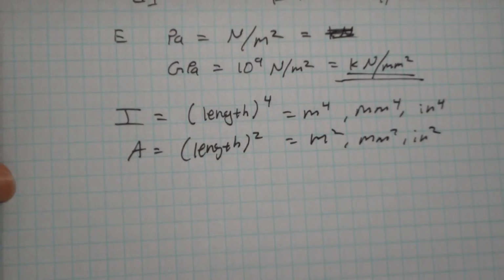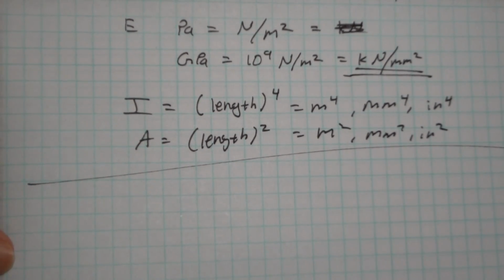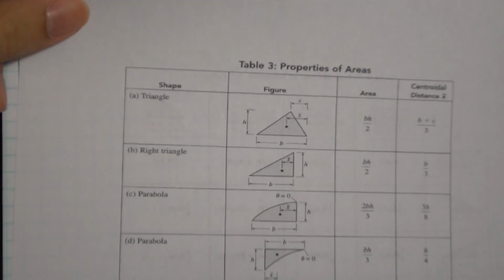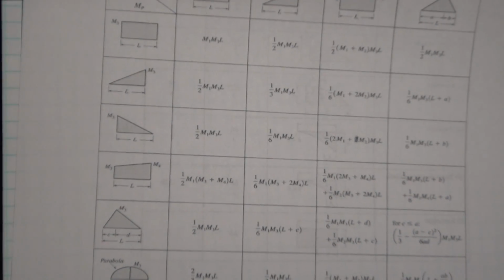So those are all things you should keep in mind at some point. You have a table. This will be given to you. It is currently available online. It has properties of areas, integrals, whatever you guys could want.